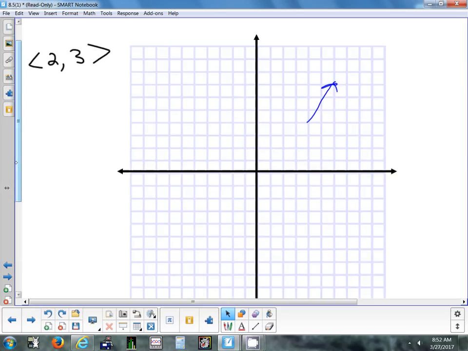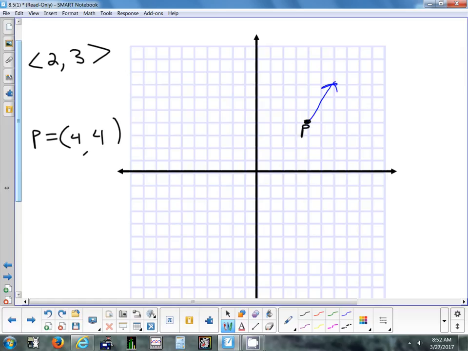What's the coordinates of the initial point? We'll call P the initial point. Yep, 4, 4. So that's point P. And how about, we're going to call point Q the terminal point. What are the coordinates of that? 6, 7.